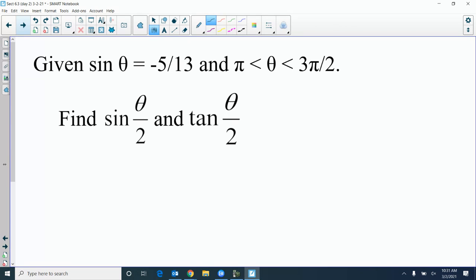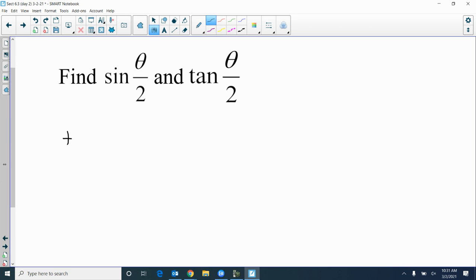because it has a single term in the denominator. It does not have a plus or minus. So I'm going to use tangent of theta over 2 equals 1 minus cosine of theta over sine of theta.